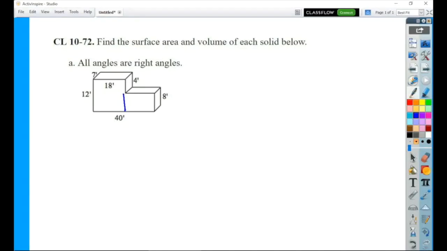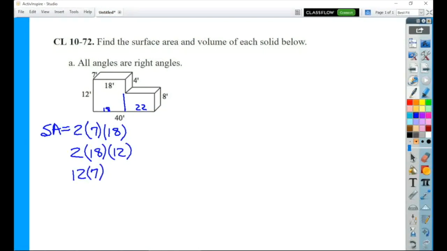The best way to do this is split this in two, so it's easier to find the surface area. First of all, we have two that are 7 by 18, and we have two faces that are 18 by 12, and we have another face that is 12 by 7 and another face that is 4 by 8, and that's on the left hand side.